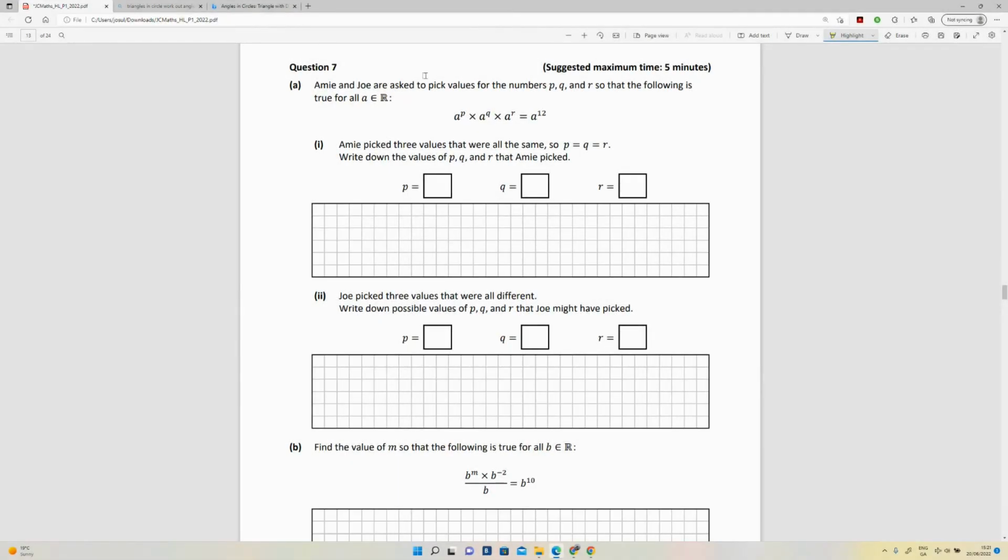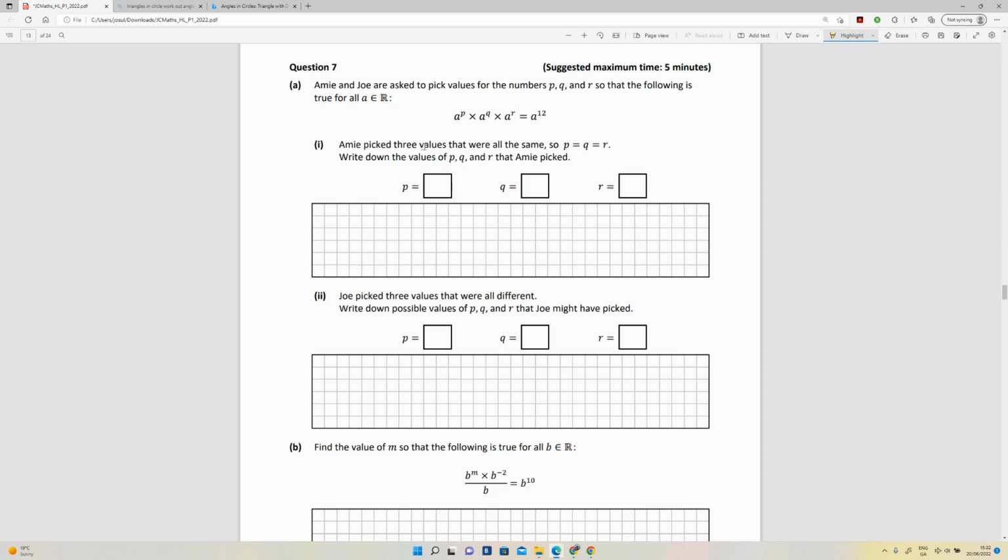Okay, number 7. Amy and Joe are asked to pick values for the numbers P, Q, and R so that the following is true for all A. So we've got an equation here, A to the power of P multiplied by A to the power of Q multiplied by A to the power of R is equal to A to the 12. So it's an indices related question.